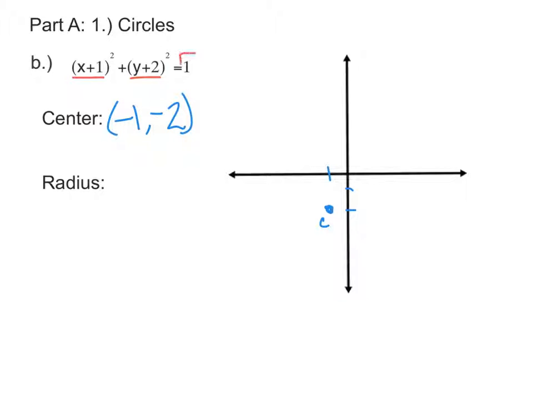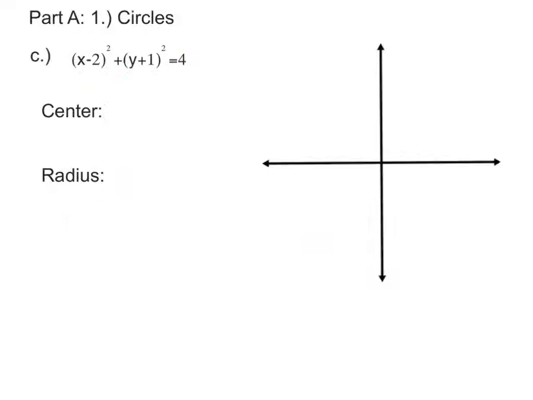The radius, that comes from the constant term, so r squared is 1. Taking the square root of both sides, we see that the radius is 1. So I'm going to go 1 in all directions, up 1, to the right 1, down 1, and to the left 1. Then just connect the dots. And there's our circle. Let's do one more.